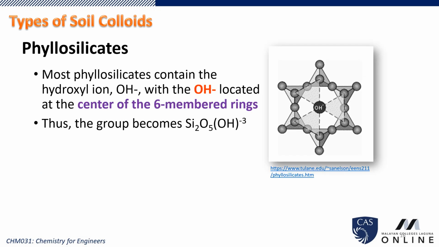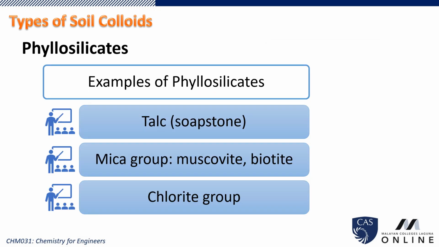Many phyllosilicates contain hydroxyl groups, which contribute to chemical reactivity and charge properties. Examples of phyllosilicates are talc, the mica group minerals such as muscovite and biotite, and chlorite. These differ in composition, structure, and occurrence.